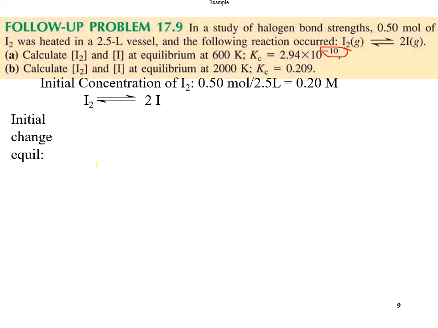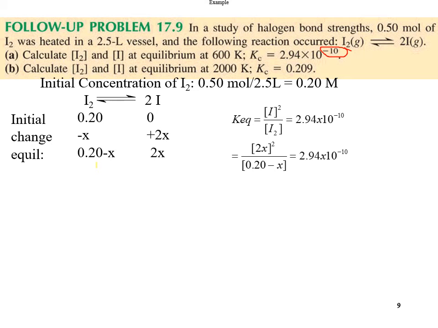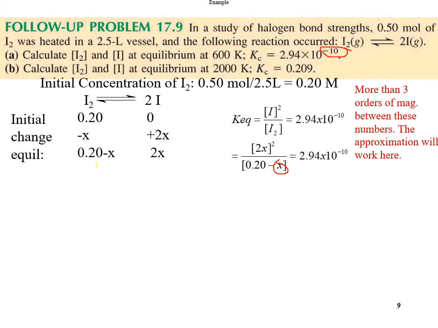And I have my ICE chart that I'm going to set up. I'm going to plug it into my equilibrium expression, and then I need to decide, can I ignore this x right here? Now remember, you can ignore the minus x, not the multiplier. So what do I see here? I have more than 3 orders of magnitude between the numbers. Which numbers? Well, we are talking about our K versus our concentration. This would be 2 times 10 to the negative 1 versus 10 to the negative 10. I have more than 3 orders of magnitude there, so I can ignore that x.